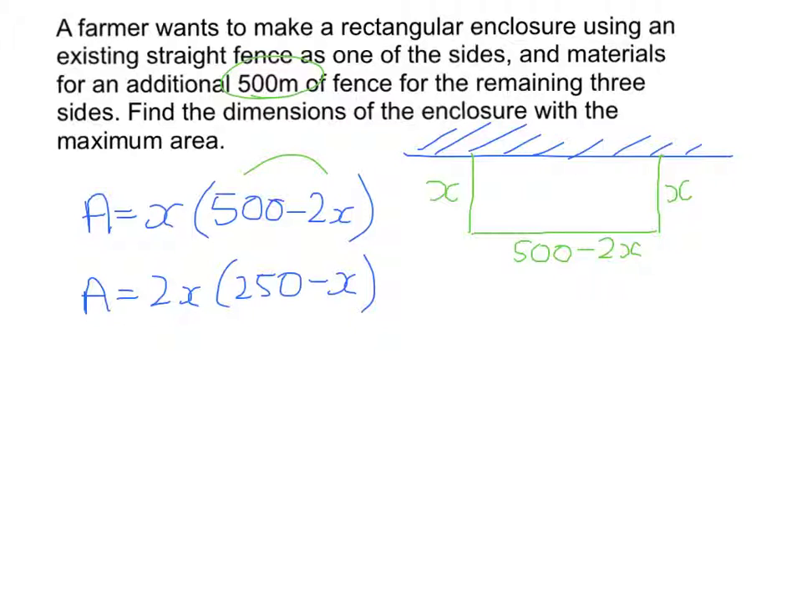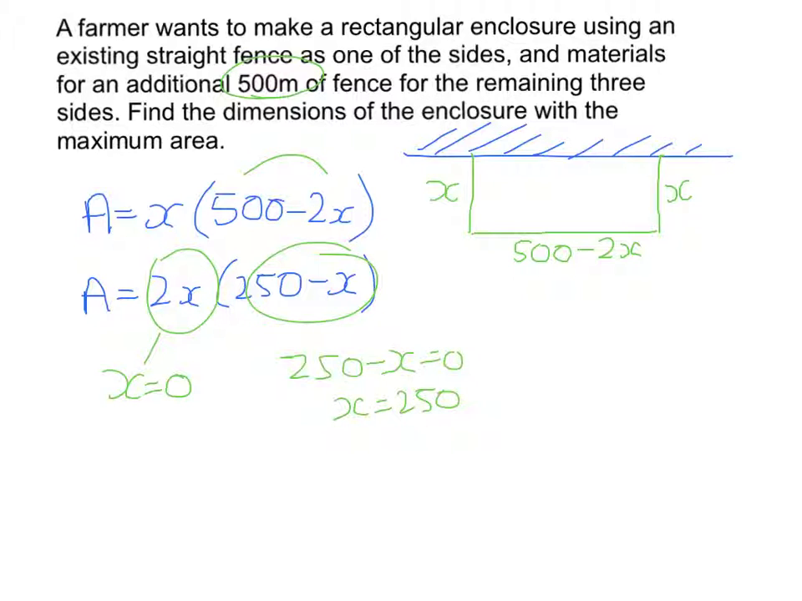Now, to work out where the maximum is going to be, we could use the symmetry of the equation. The maximum is going to be halfway between the 2 x-intercepts, if you like. So we can apply the null factor theorem. From this part here, we have an x-intercept of 0. And from this part here, we have 250 take x equals 0, or x equals 250. So halfway between those 2 points will be where our maximum occurs. So the maximum occurs at x equals 125.